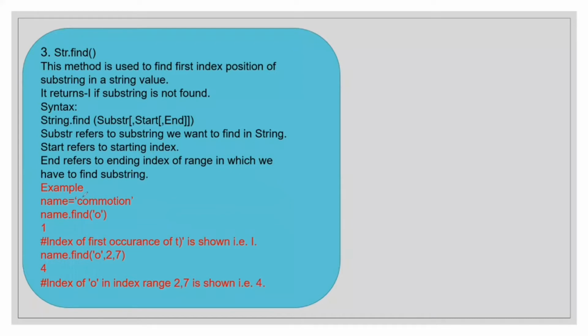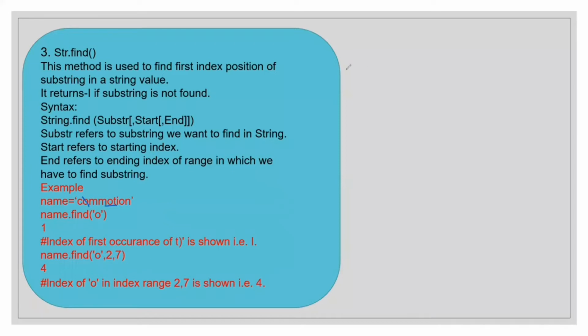Now, what if I don't want to find the index of this O? I want to find the index of this O or this O. Then we can also specify the starting and ending index. So now if I write name.find and I write the character O, I want to find O from the index position 2 to 7. I want to find O between this indexing.